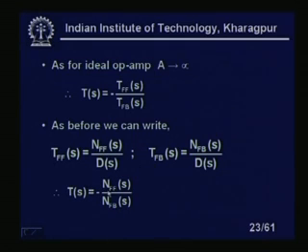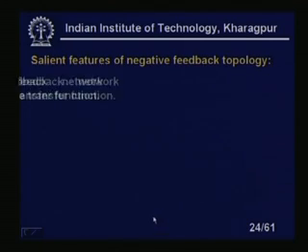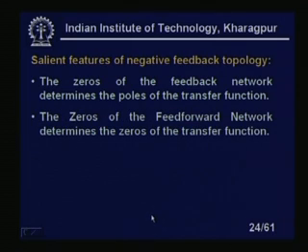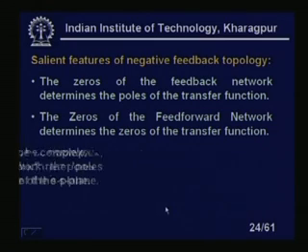That means the poles of the transfer function will be determined by the zeros of the feedback transfer function, and the zeros of the transfer function are determined by the zeros of the feed forward transfer function, right. So, these are salient features. The zeros of the feedback network determine the poles of the transfer function, the zeros of the feed forward network determine the zeros of the transfer function, right.